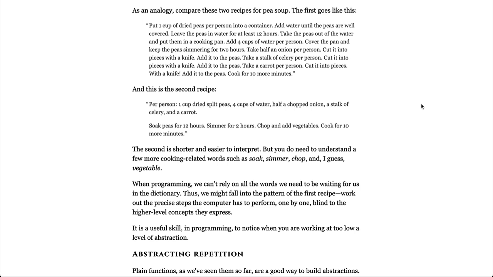Take a stalk of celery per person. Cut it into pieces with a knife. Add it to the peas. Take a carrot per person. Cut it into pieces with a knife. Add it to the peas. Cook for 10 more minutes.